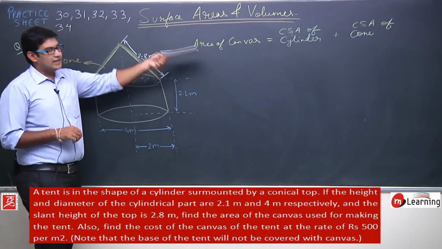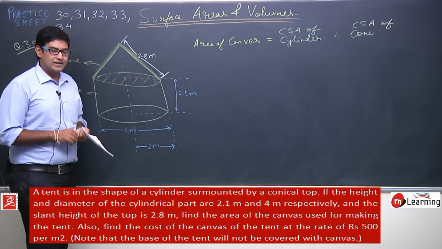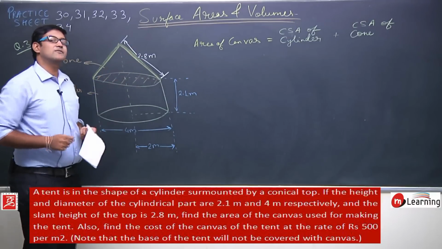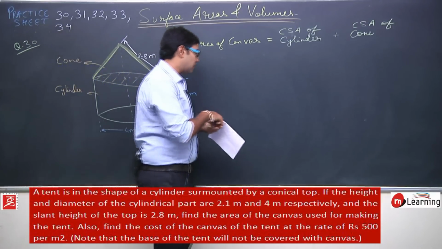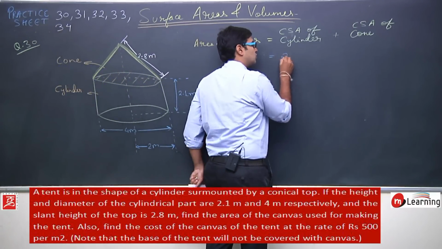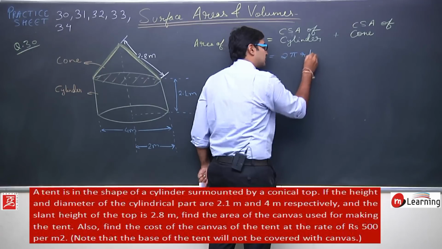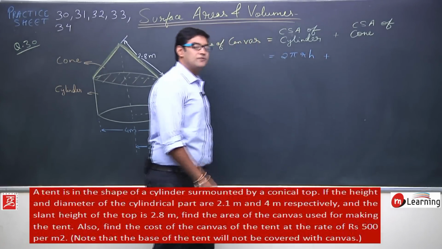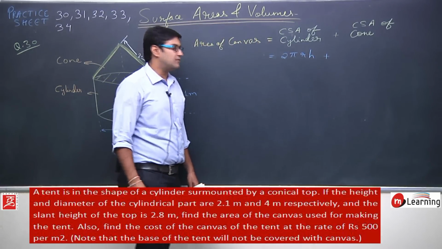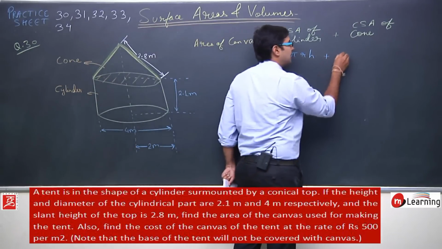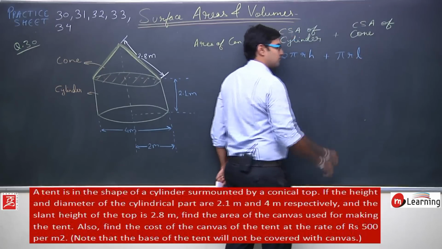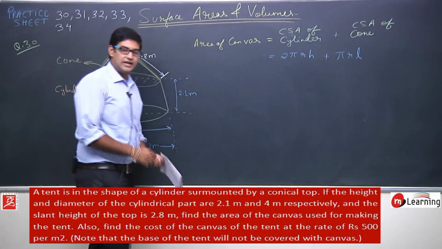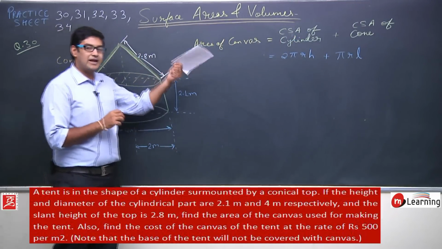So area of canvas, now I can calculate it very easily. I can see what is the curved surface area of cylinder. The curved surface area of cylinder is 2 pi r h, okay, plus curved surface area of cone. What is the curved surface area of cone? It is pi r l. L means the slant height. So now I can substitute the values.